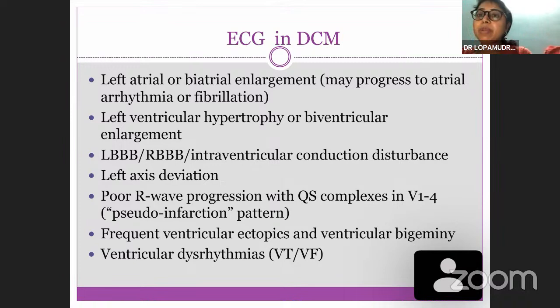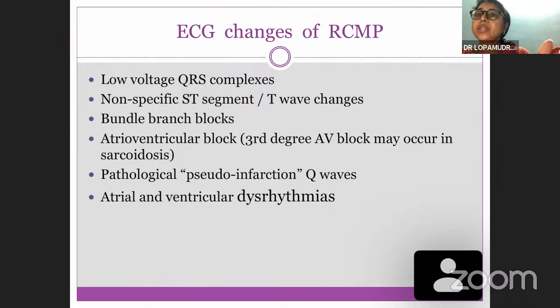Some will have LBBB, RBBB or interventricular conduction defect. And there will be a pseudo-infarct pattern, poor R wave progression with QS complex in V1 to V4. And frequent VT and VF will also be present along with PVCs. In restrictive cardiomyopathy, similarly, a low voltage QRS complex will be there, some bundle branch block, non-specific ST-T changes, and in these cases, AV blocks can be seen.